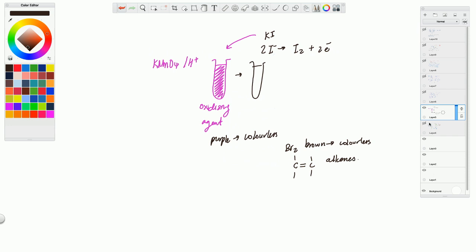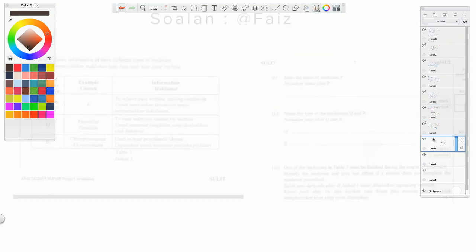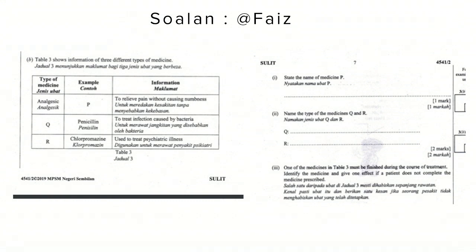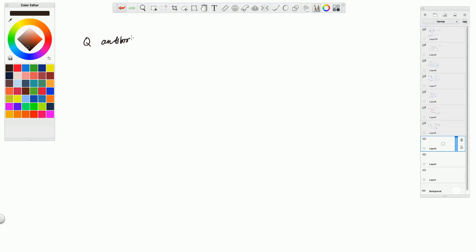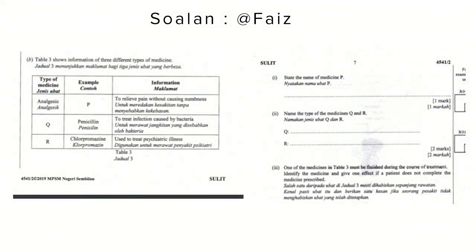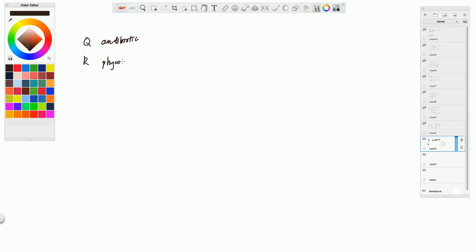All right. Okay, next question from Faiz. Jadual 3 menunjukkan maklumat bagi 3 jenis ubat yang berbeza. Analgesic for pain, penicillin. So Q, penicillin is an antibiotic. And chlorpromazine for psychiatric illness is a psychotherapeutic. Okay, psychotherapeutic medicine.